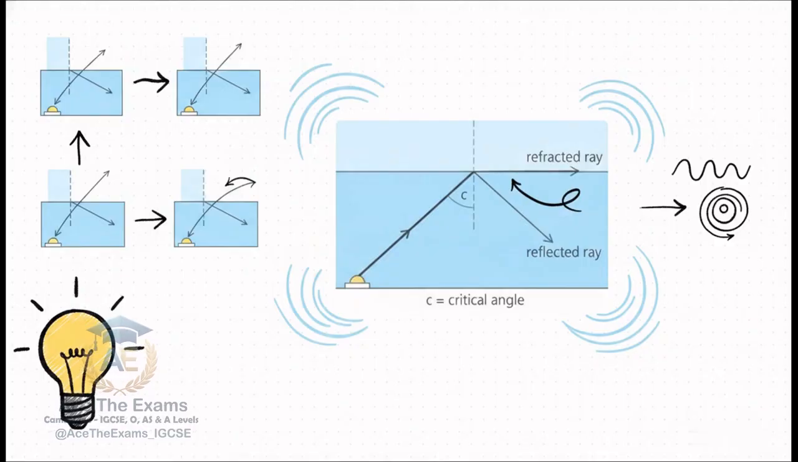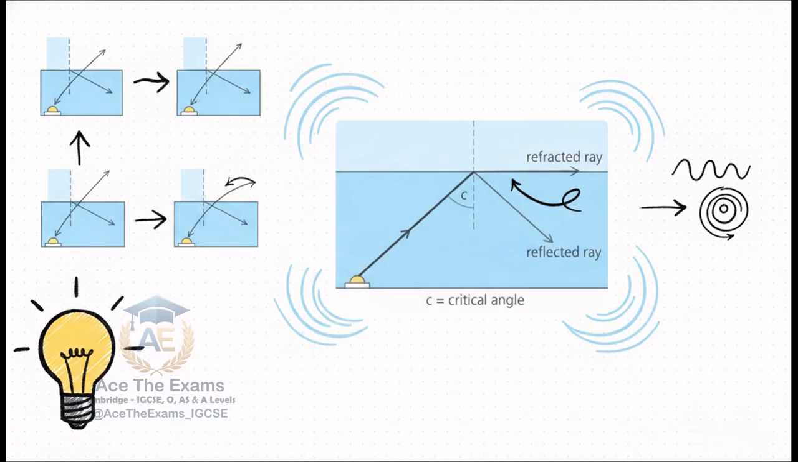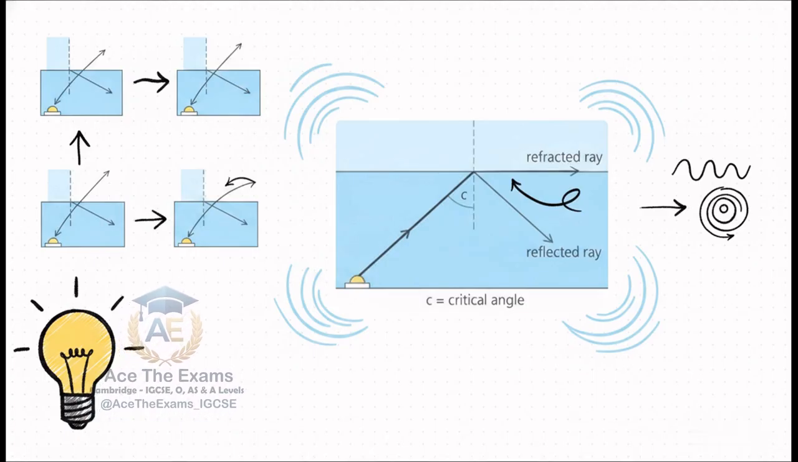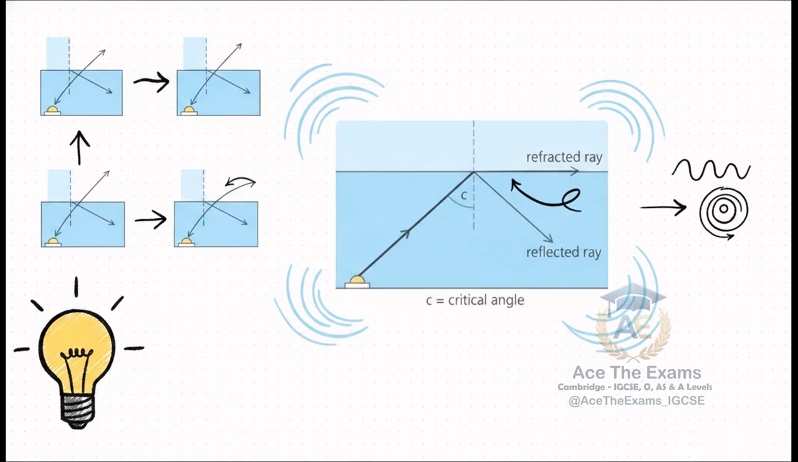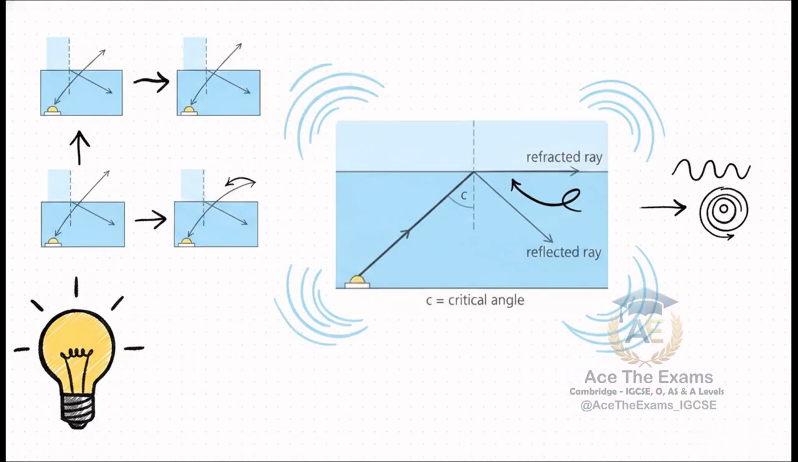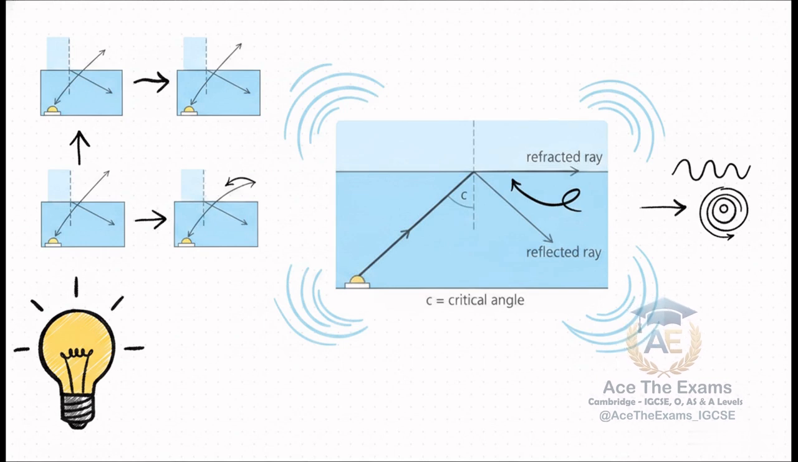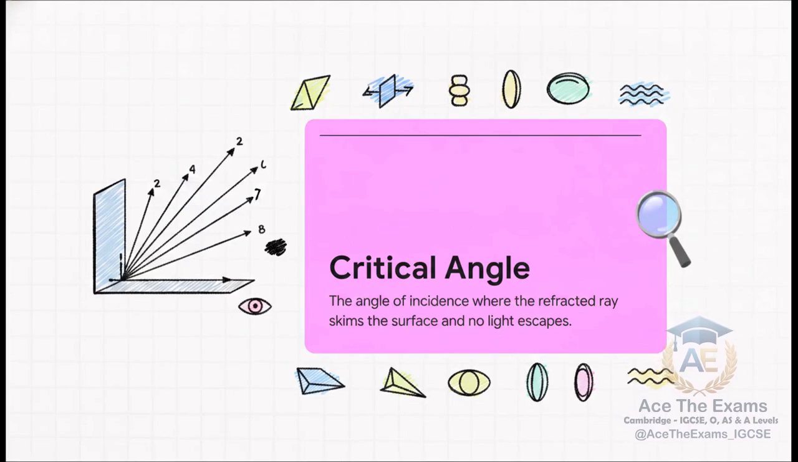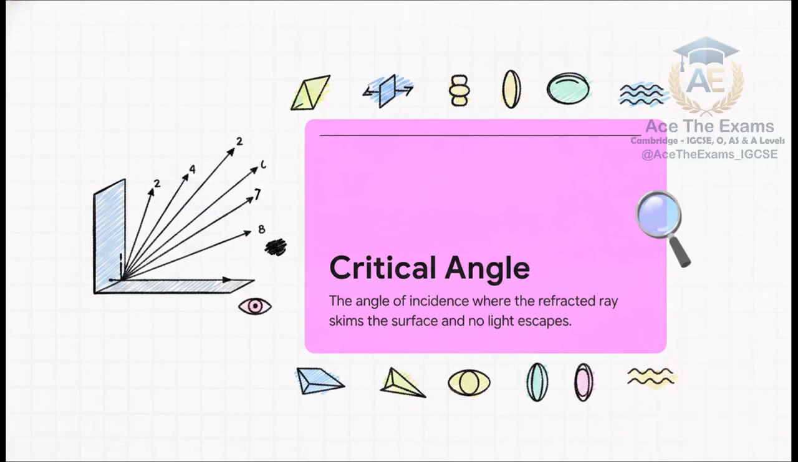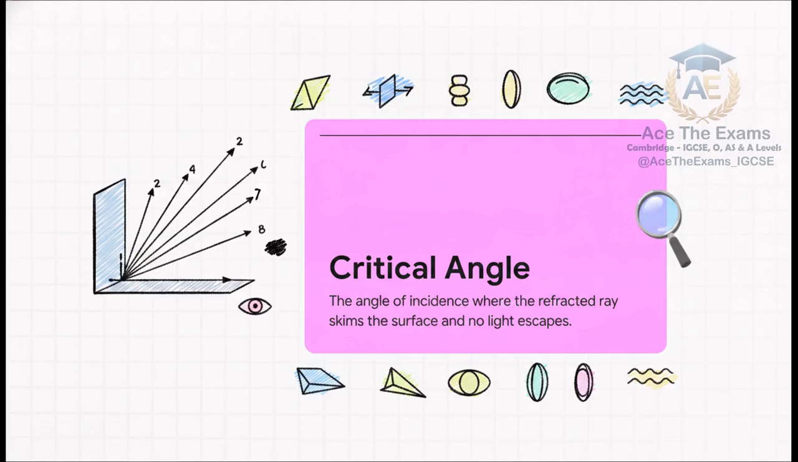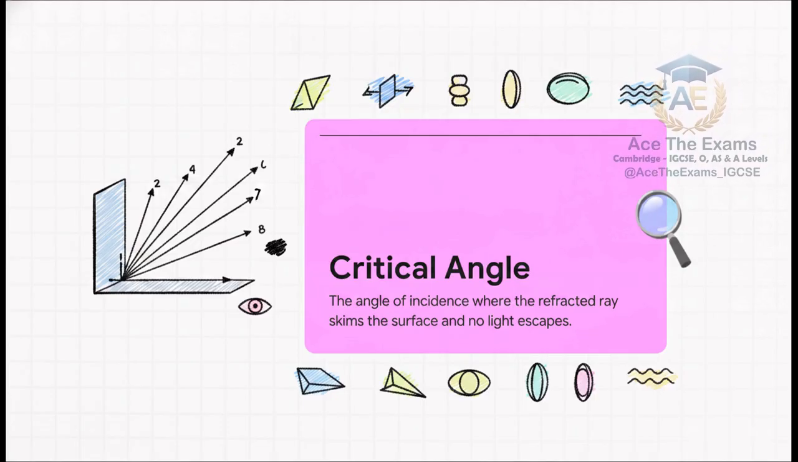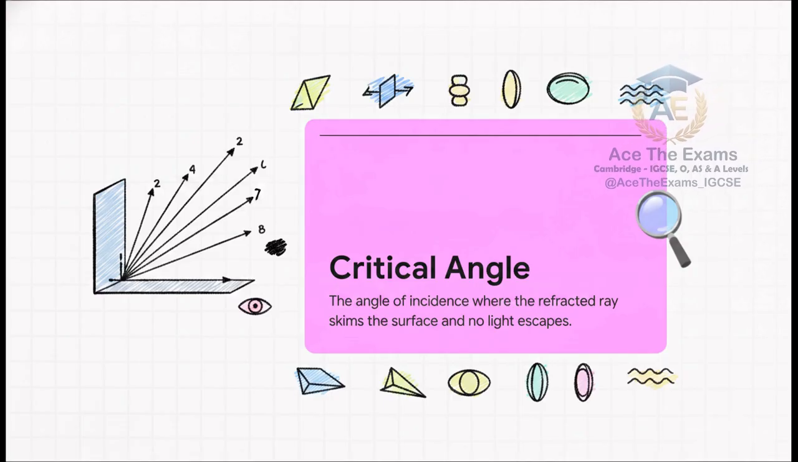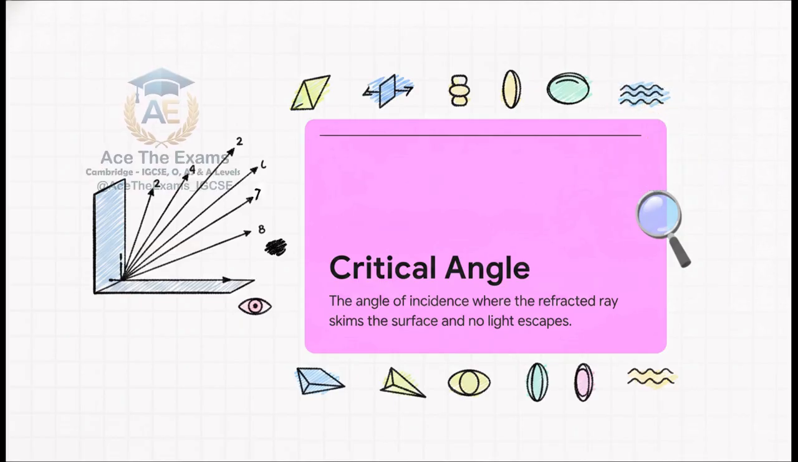Now, let's move the lamp to increase the angle that the light hits the surface. As we do this, the refracted ray in the air bends more and more, getting closer and closer to the water's surface. Eventually, we hit a highly specific angle where the refracted ray bends so much it doesn't even exit the water at all. It just skims perfectly along the surface boundary. We call this specific tipping point the critical angle. It's the exact angle of incidence where the refracted ray runs completely parallel to the boundary, at exactly 90 degrees to the normal. And remember, the specific degree of this angle isn't universal. It depends entirely on the transparent material you're dealing with.